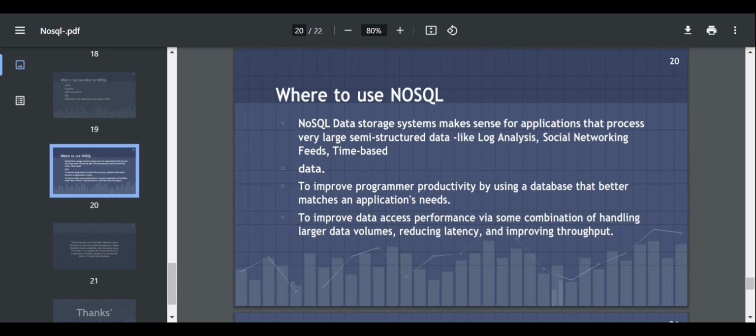A NoSQL data storage system makes sense for applications that process very large semi-structured data like log analysis, social networking, and time-based data, to improve programmer productivity by using data that better matches an application's needs, and to improve data access performance via some combination of handling larger data volumes, reducing latency, and improving throughput.